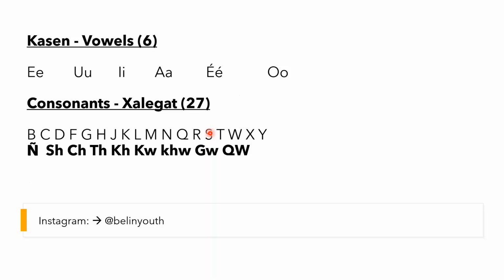Vowels are called kasan in Bélin, and consonants are called halagat. I know halagat means alphabets, but it also means consonants. So we have 6 vowels only. I'm going to pronounce how they sound. This is E, U, I, A, U, O. Let's do it again. E, U, I, A, U, O. Okay, and those are the vowels, and now we have consonants.